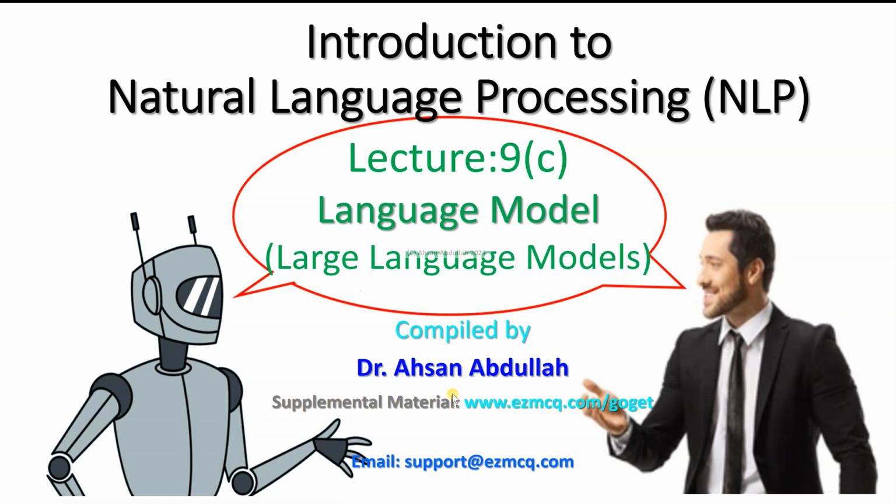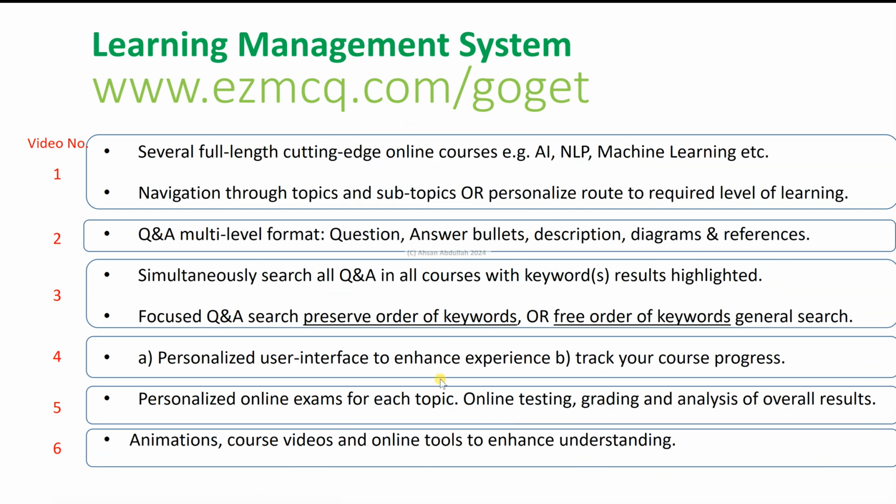So this lecture uses the supplemental material available at easymcq.com/goget. And that supplemental material is basically a learning management system. To be more precise, it's a personalized learning management system. How is it personalized? Because your route through the learning is not fixed. You can personalize it based upon the level of learning. How you do that? There's a video number 1. You may like to look at it and take benefit out of it.